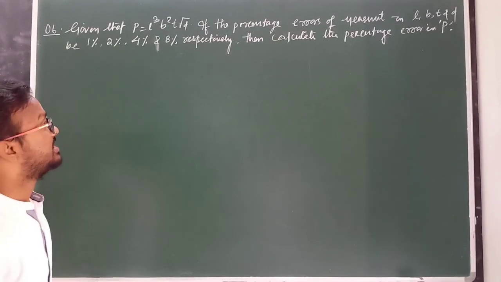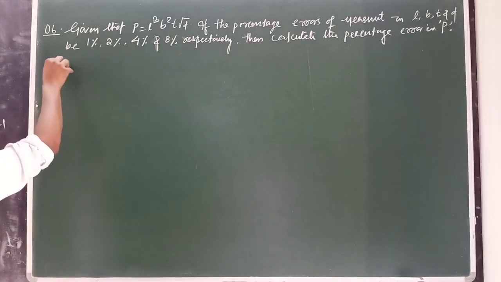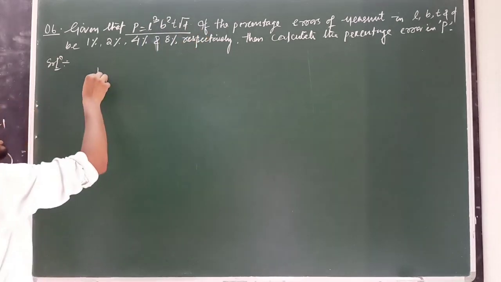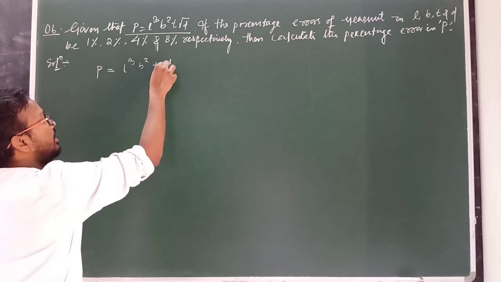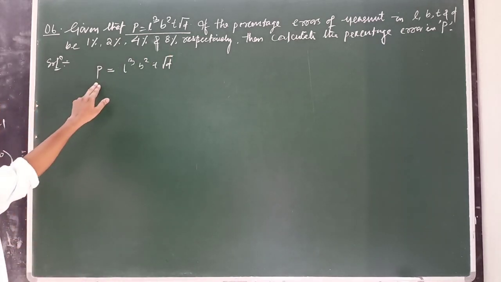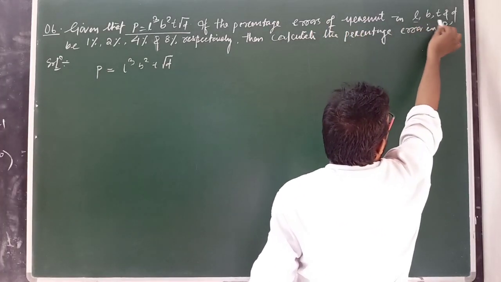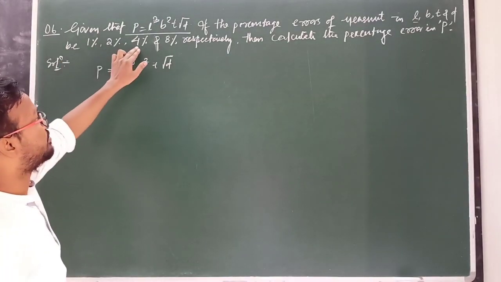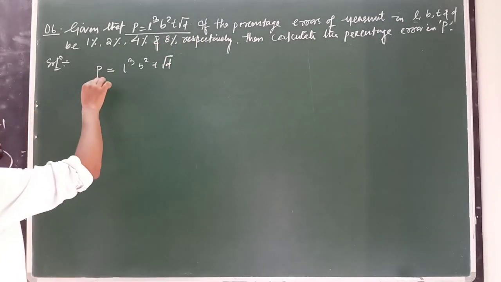Now let's start another question regarding error. Now come to the solution part. Given that there is a physical relation P equal to L cube B square T under root of D, we have to find the percentage error in P. Given that in a measurement the percentage errors in L, B, T and D are 1%, 2%, 4% and 8% respectively. Clear? So we have to find the percentage error in P.